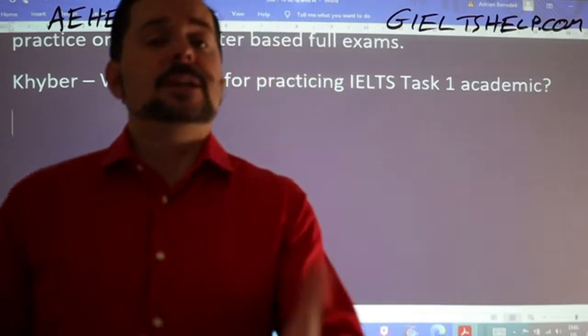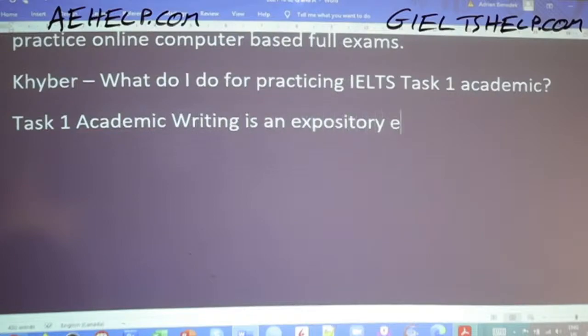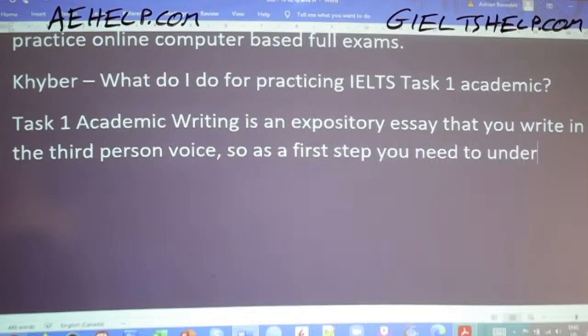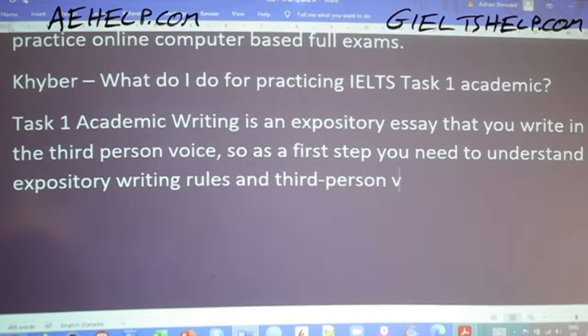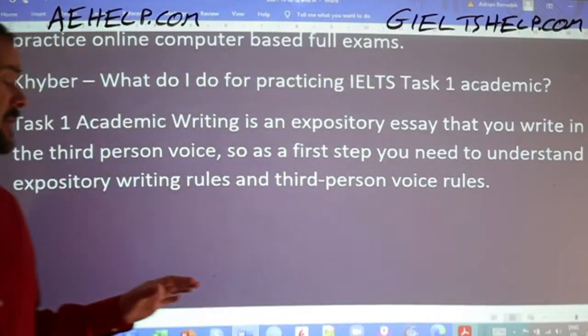Let's keep this simple. And this is, again, going back a little bit to efficiency, right? So task 1, academic writing is an expository essay that you write in the third person voice. So as a first step, you need to understand expository writing rules and third person voice rules. Okay, I'm not going to go into that in great detail because that's easily, as some of you know, like half a class by itself. But basically you need to start with that.